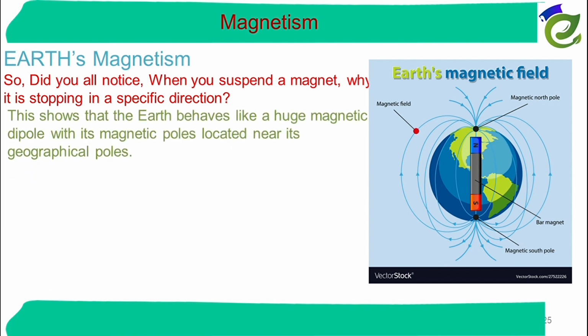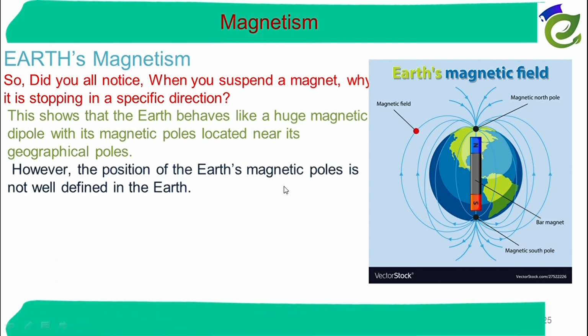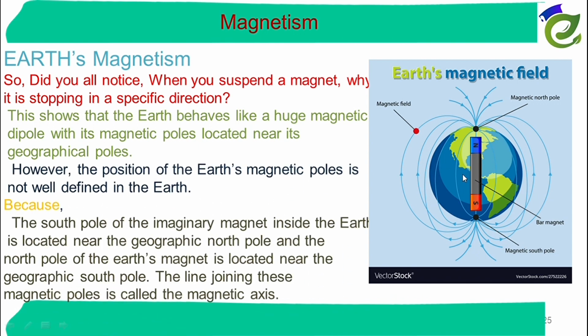This shows that Earth behaves like a huge magnet. So if you take the magnetic north pole and magnetic south pole, when suspended, they are aligned in such a way that the north pole of the magnet points towards the geographical north direction and the south pole points towards the geographical south direction, because scientists believe that Earth acts like a huge imaginary magnet where its north pole is present near the geographical south and its south pole is present near the geographical north direction of the Earth. And this is why the magnet that we are suspending is attracted by the north-south poles of the Earth.